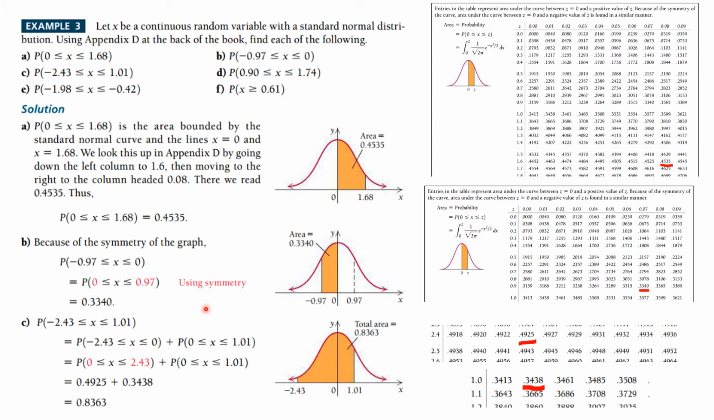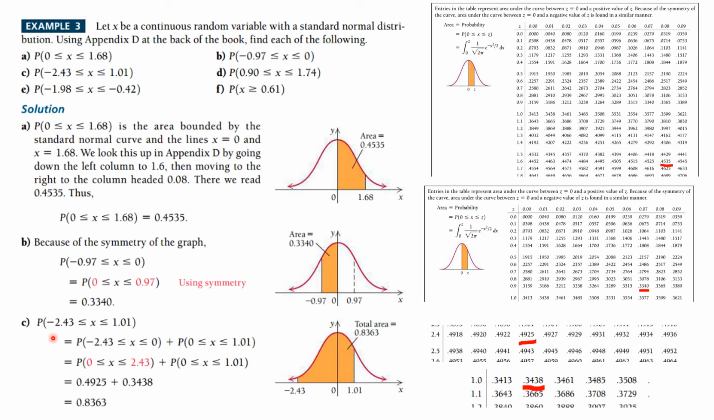We can also talk about calculating this one. We go from minus 0.97 up to 0. But this area is the same as this area with 0.97. So we go down to 0.9 and across to 0.7, and we get that number, and that tells us that this area is exactly that number.